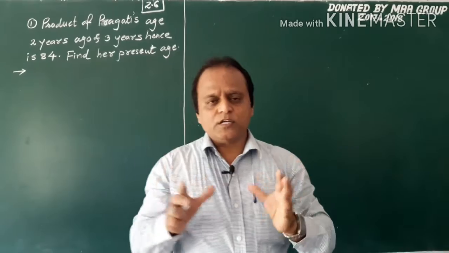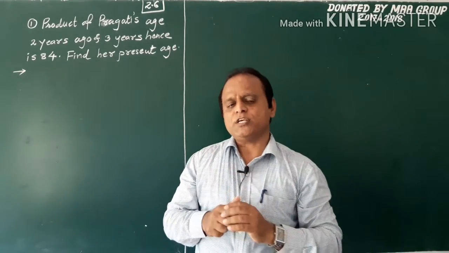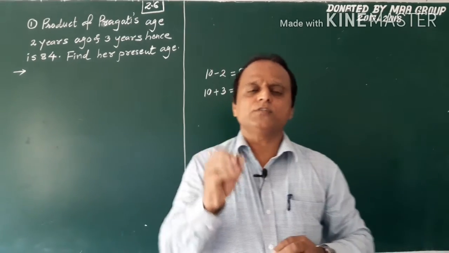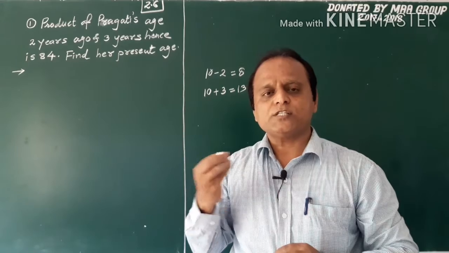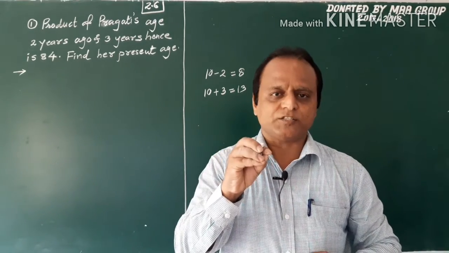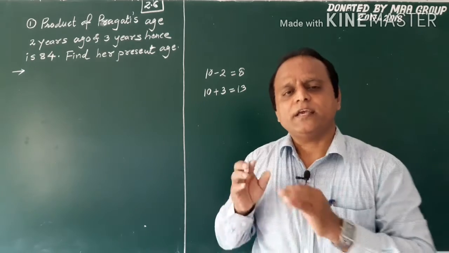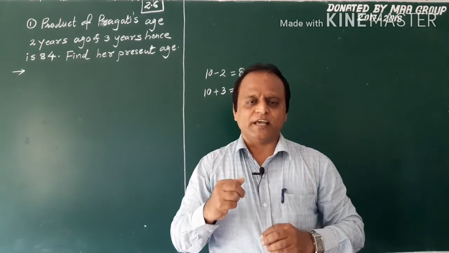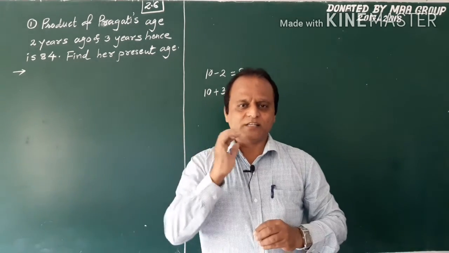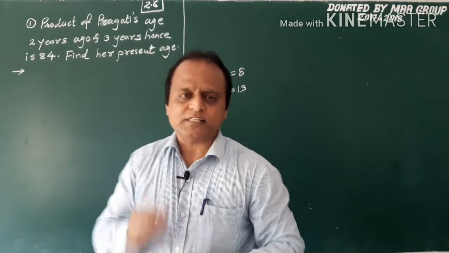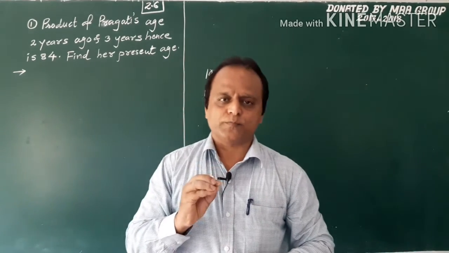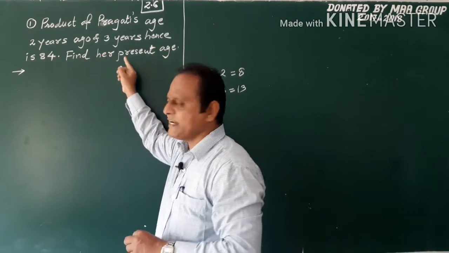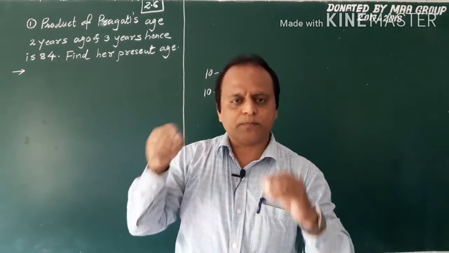Okay, to clear this concept: if we want the age before 2 years or before 3 years, we have to subtract that 2 or 3, and if we want the age after 2 years or after 3 years, then we have to add. This is the concept. Okay, now come to this example. The same concept we are going to use. We have to find out her present age.